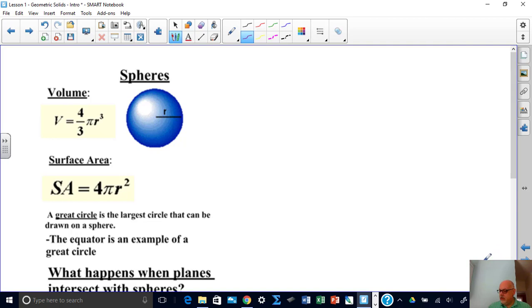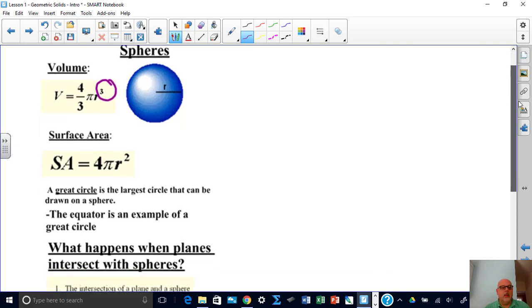Spheres. Think of a basketball, a baseball, a softball, a sphere. The volume of a sphere is 4/3 pi r cubed. Okay? The surface area is 4 pi r squared.